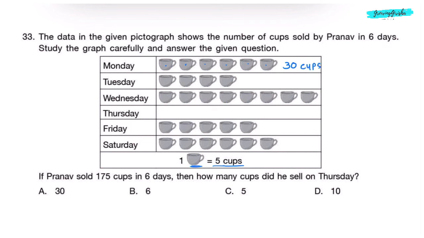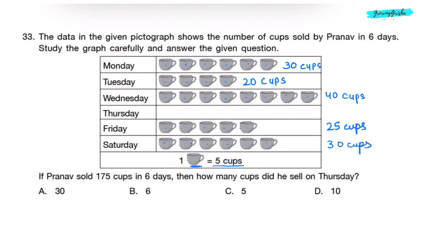Now, Tuesday. 1, 2, 3, 4. 4 fives are 20. 20 cups. Wednesday. 1, 2, 3, 4, 5, 6, 7, 8. 8 fives are 40 cups. Now, Thursday we will find out. Friday, 1, 2, 3, 4, 5. 5 fives are 25 cups. Saturday, 1, 2, 3, 4, 5, 6. 6 fives are again 30 cups.